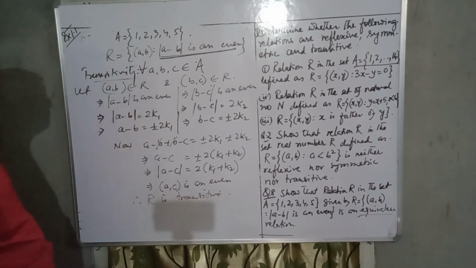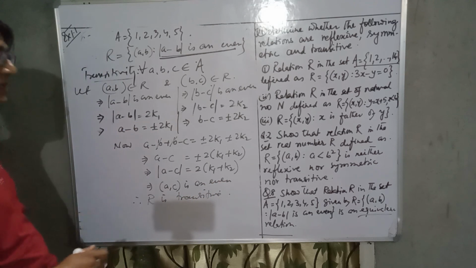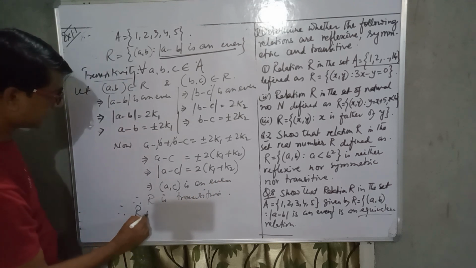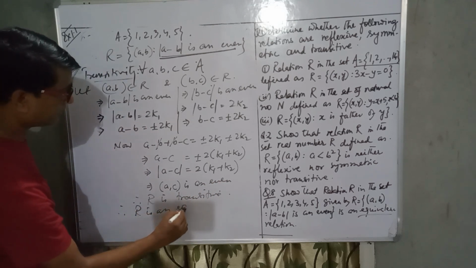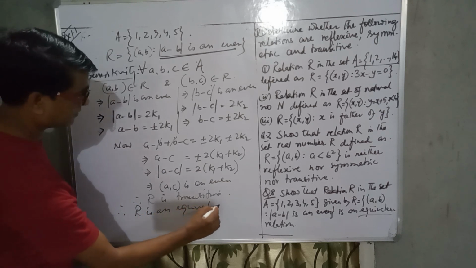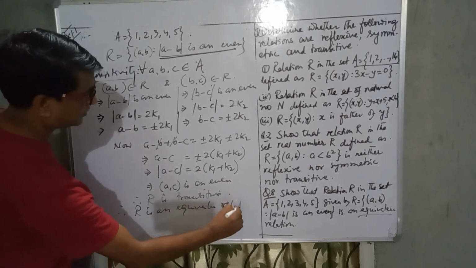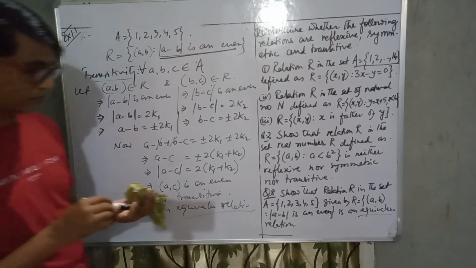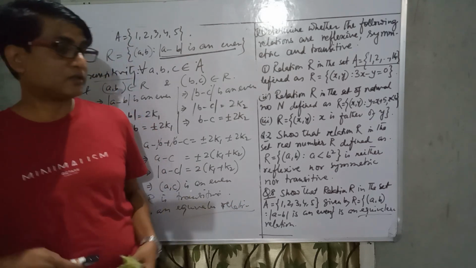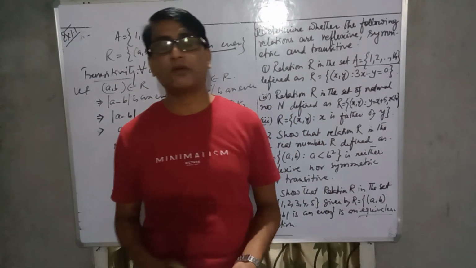So we are getting R is reflexive, R is symmetric, as well as R is transitive. Therefore R is an equivalence relation. In this way you have to solve the problem with the help of the concepts of relations. I hope you all understand.